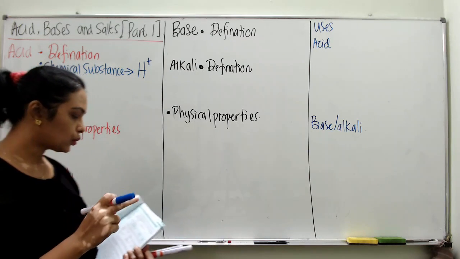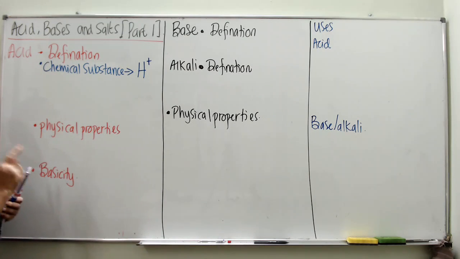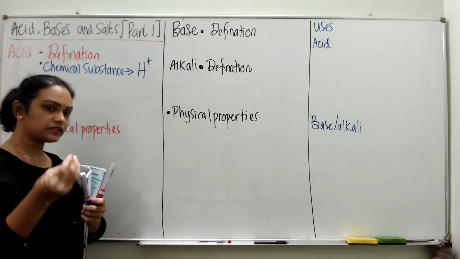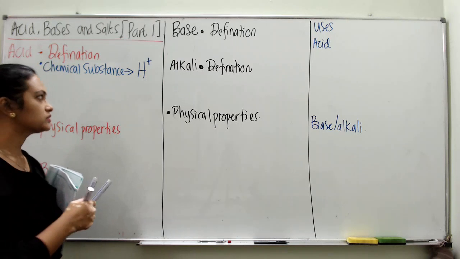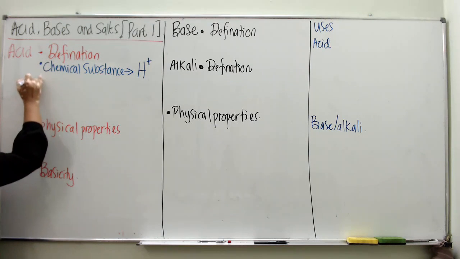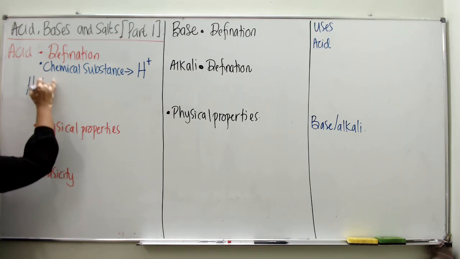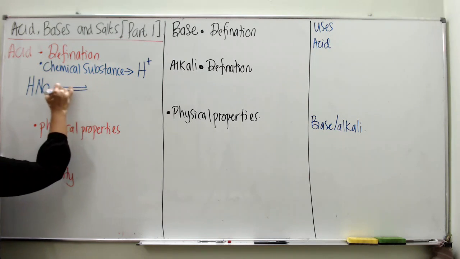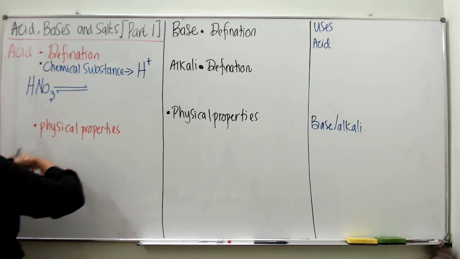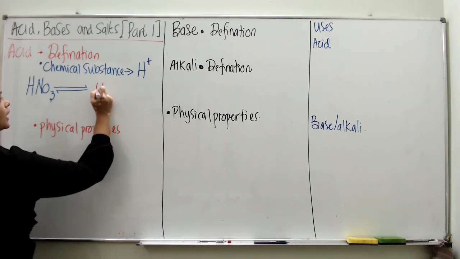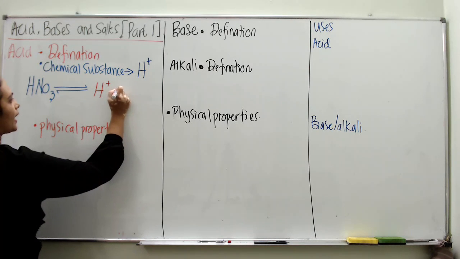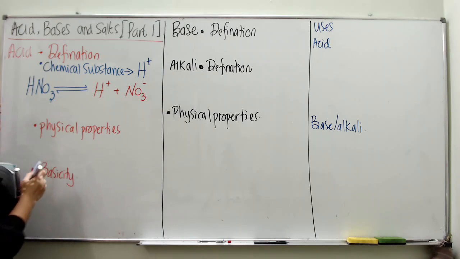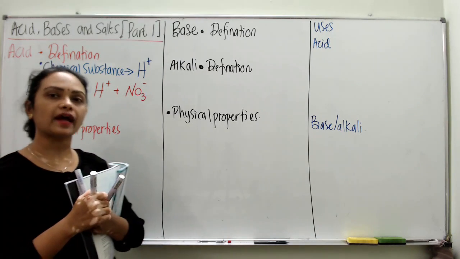Now, what do I mean by ionize or dissolves in water? In order to ionize, it has to dissolve in water. For instance, let's go to nitric acid, HNO3. When you dissolve it in water, it will ionize to produce hydrogen ion and nitrate ion. Hydrogen ion and nitrate ion.